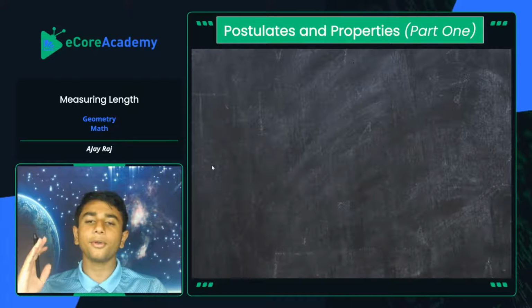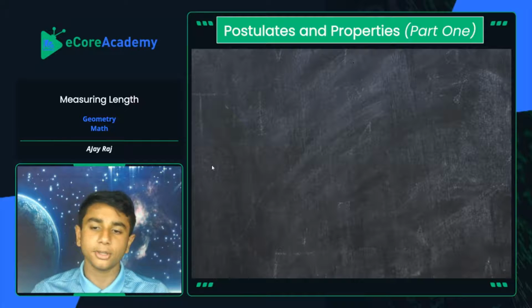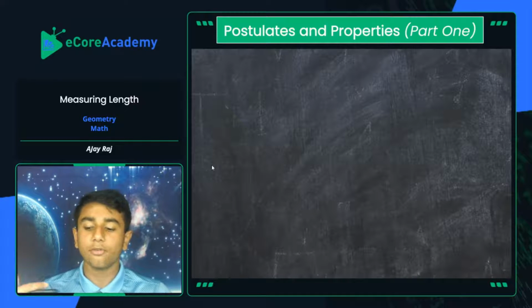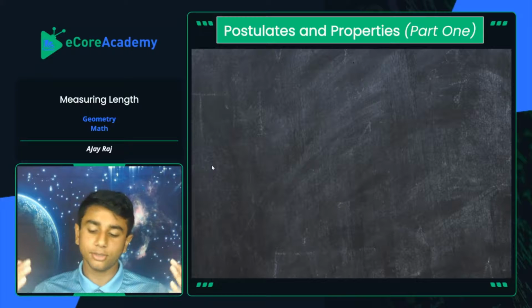So now we're going to go into the actual meat of this lesson, and we're going to look at these postulates and properties, postulates just meaning theorems and laws in geometry. We're going to look at these properties of measuring length. These include the process and the different situations that you might come across.